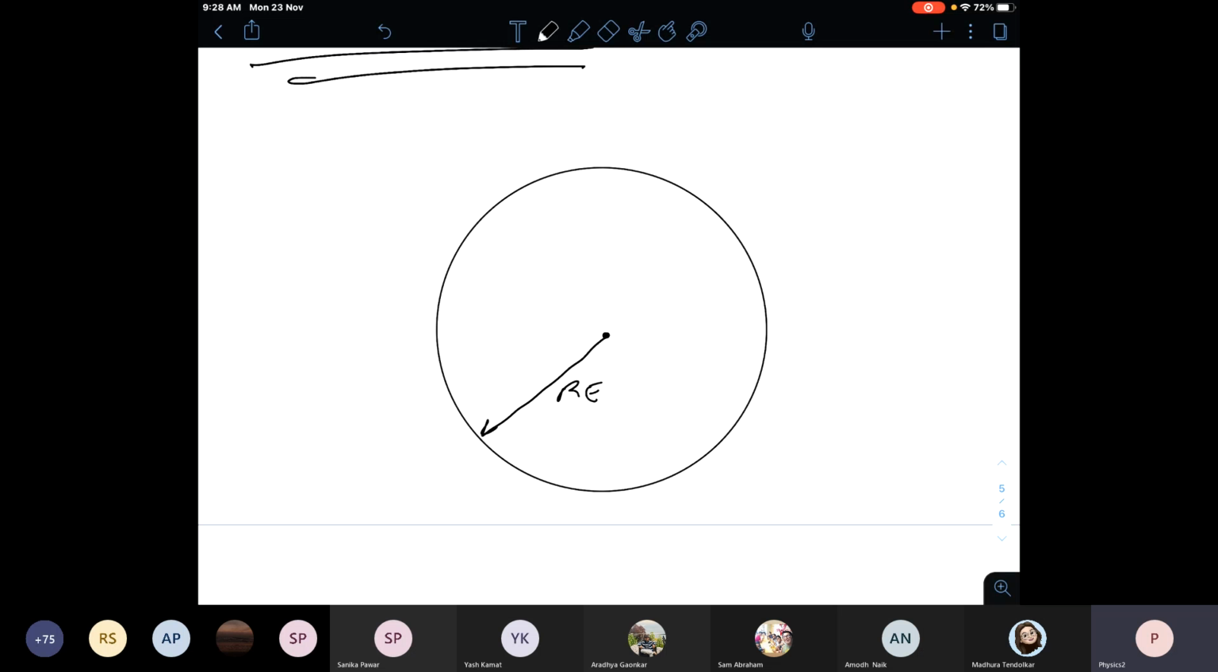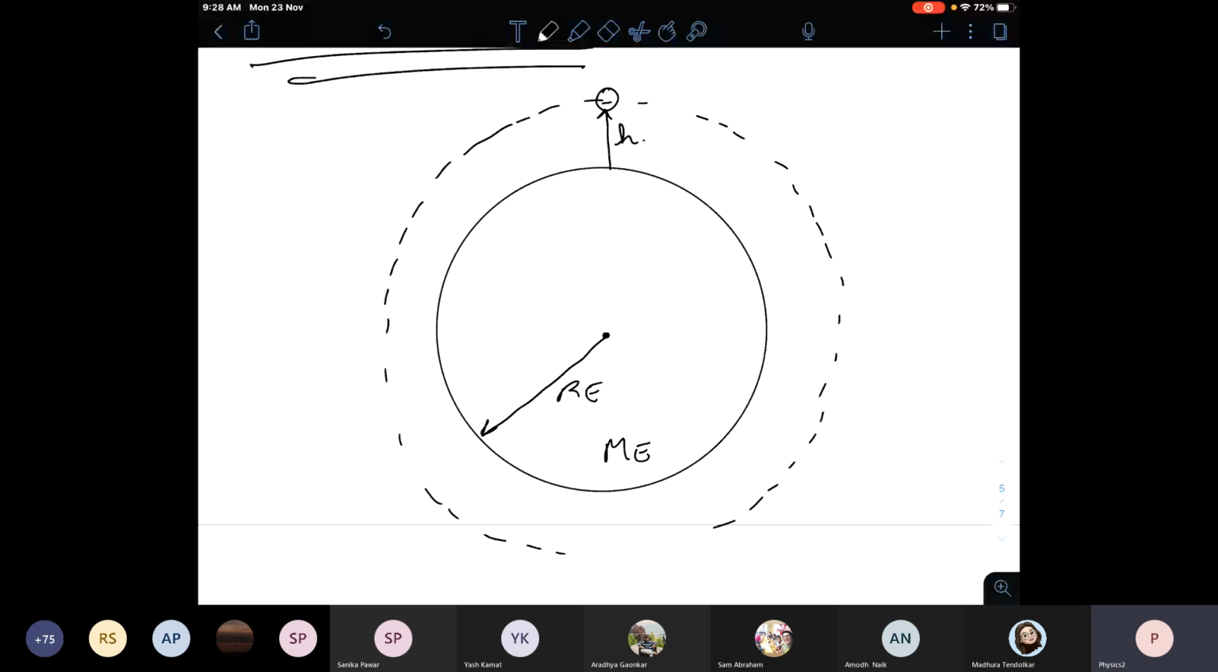This is the radius of Earth. This is the mass of Earth. Now, at a height h from the surface of the Earth, there is a satellite constantly orbiting in a circular path, like this, at a height h from the surface of the Earth.